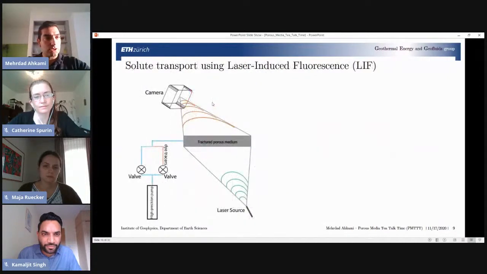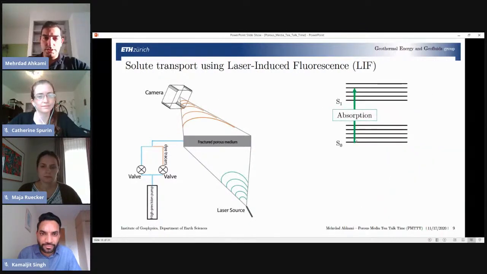With that, we started another round of experiments where we studied solute transport with laser-induced fluorescence, LIF experiment. In these experiments, we could inject either tracer dyes or deionized water into our fractured porous medium. We illuminate the system with a laser source and then capture images with our camera. These tracer dyes get excited by absorbing the laser, and then they jump back to a lower energy level, which emits a light with a different color and with a lower energy.